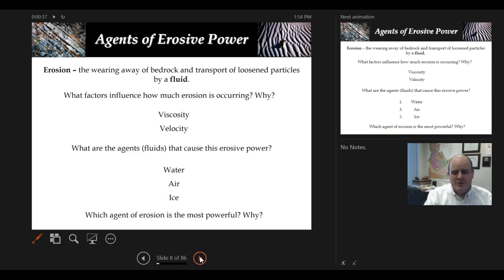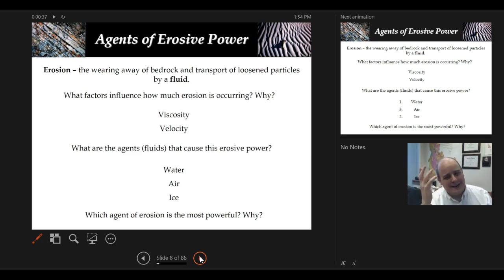Okay, and I've already given you two of them, and then one of them is air, right? Okay, then water, and then ice. Now, based off of what I just said, which of these is the most powerful? Which one of these is the highest velocity? Which one of these is the most viscous?